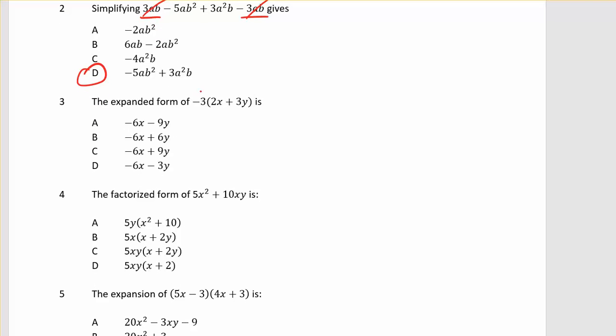Expand, so you just draw the rainbow. So this would be negative 6x. Negative 3 times 3 is negative 9y. So negative 6x, negative 9y. So A is your answer.